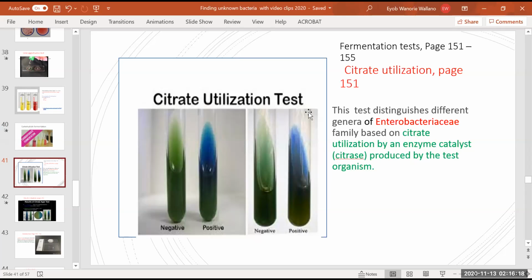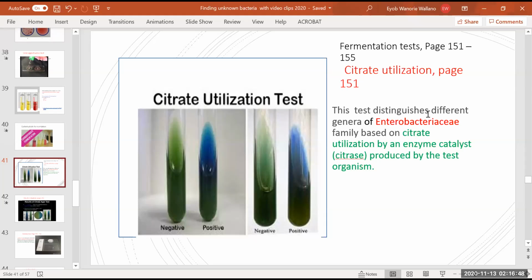If the bacteria is pathogenic, it is going to use its own enzyme, citrase. Citrase breaks it down and changes the color. Look now how it is. For example, this one is negative. It doesn't have citrase. This one has citrase. How do you know? Because it changed the color to Persian blue, which means there is an enzyme citrase.